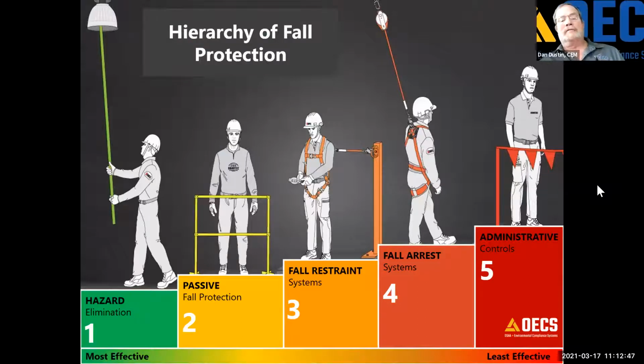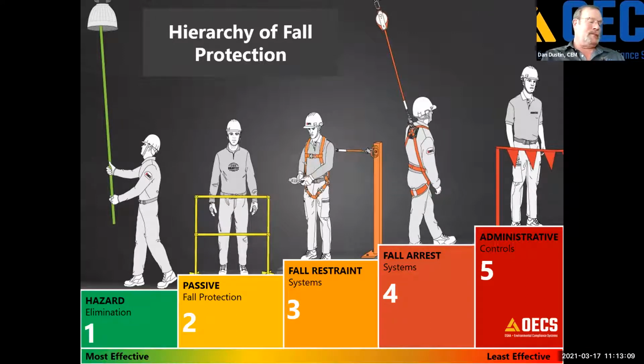There is a hierarchy of fall protection controls. And the number one thing that we would ideally love to do is eliminate the hazard completely. Now, if you look at the example that's shown on the screen, the gentleman is replacing light bulbs from the ground. He doesn't even have to have a ladder to do it. Obviously, the safest way to do this job is never to have to work at height.